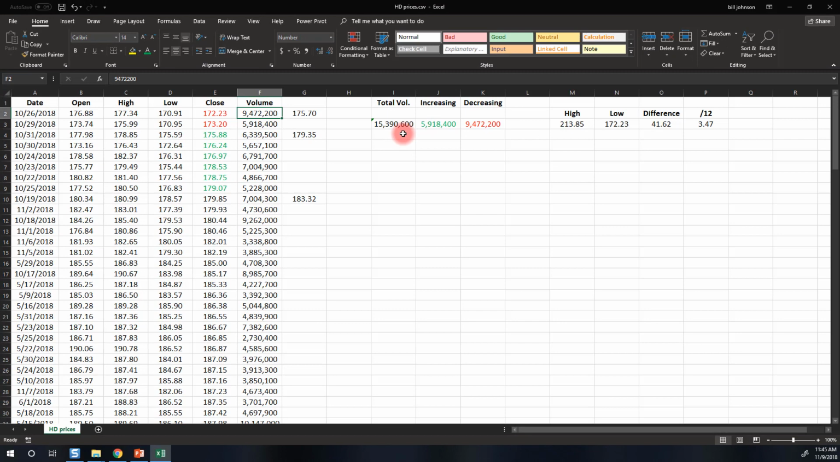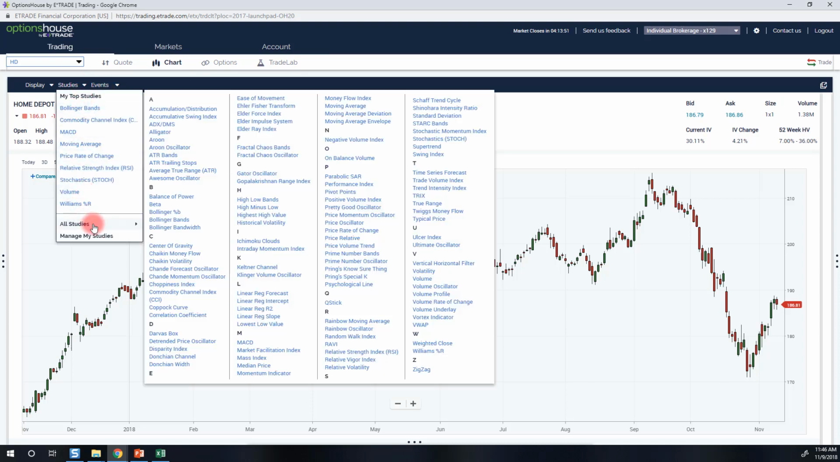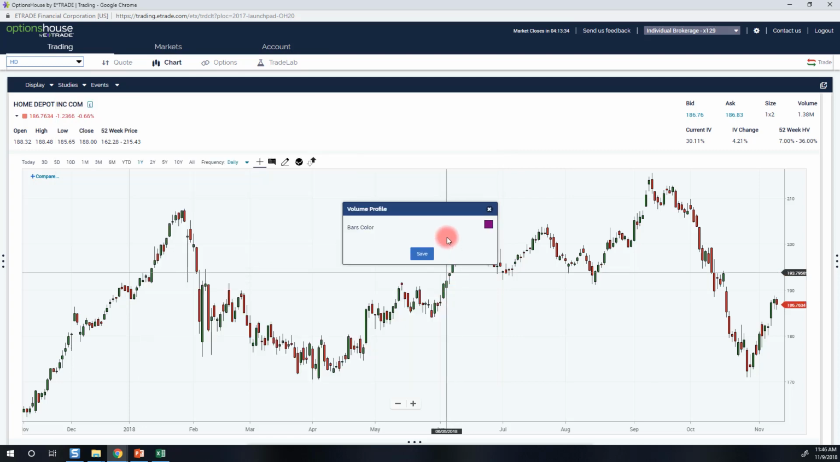So now let's go over to the E-Trade platform and take a look at volume by price. All right, so here we are in the E-Trade platform, and I've got Home Depot, and I'm going to select a 1-year chart. We come up here to Studies, down here to All Studies. In this program, they actually call it Volume Profile. They don't call it Volume by Price. Most platforms are going to call it Volume by Price, but you might see it termed something different. Here, we're going to select Volume Profile, and we only get one parameter that we can change, and that is the color of the bars.